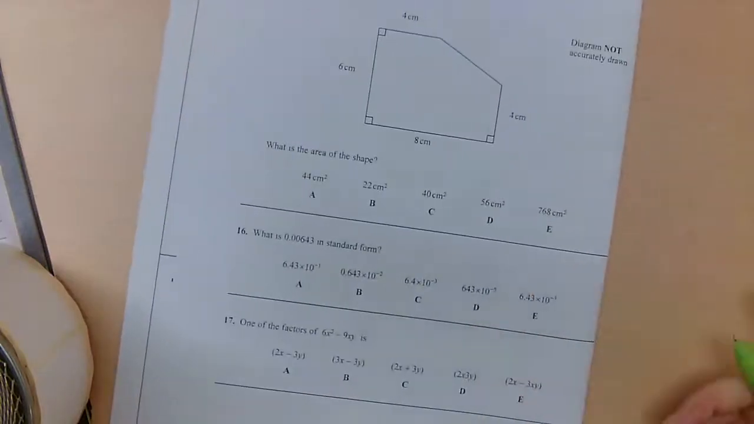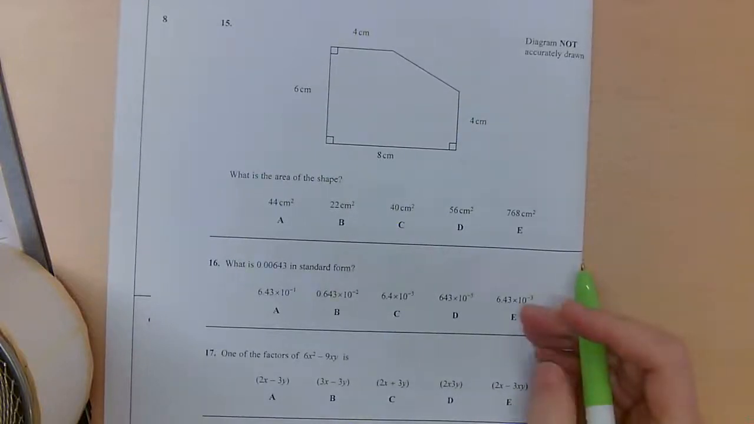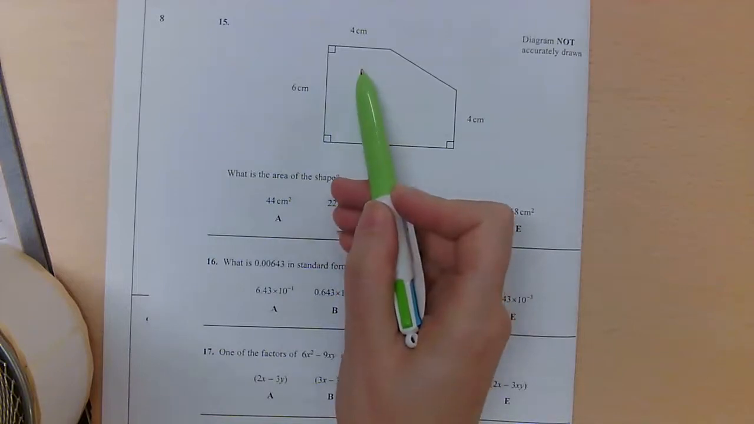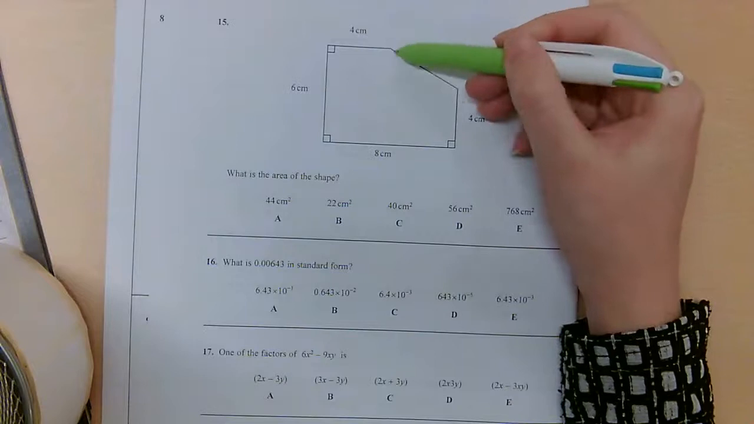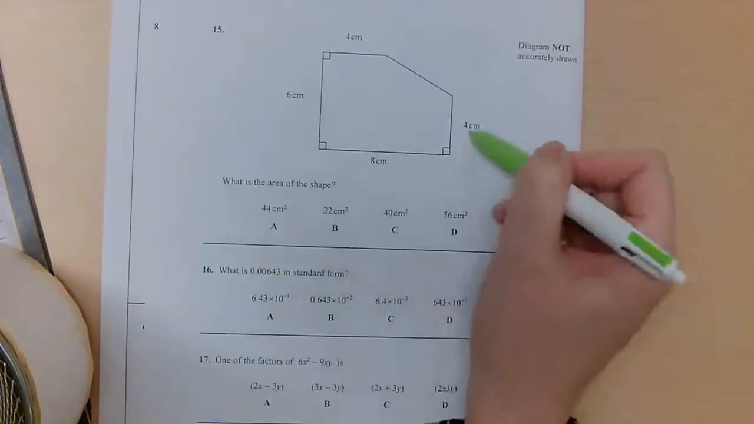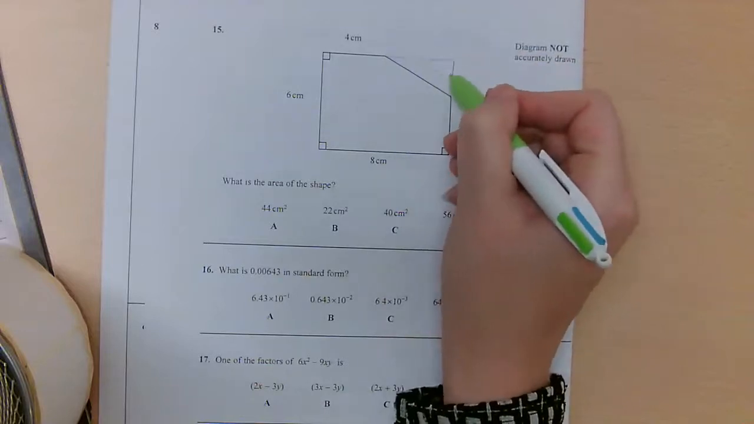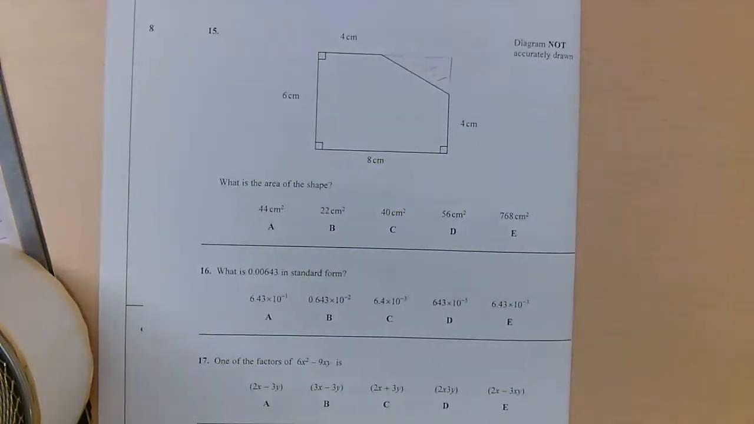Question 15 then. I want to know the area of the shape. Okay, lots of different ways we could do this. You could split it across here and have a rectangle and a trapezium. You could split it down here and have a rectangle and a trapezium. You could have a rectangle, then a triangle. Or you can find the area of the whole thing as if it were a full rectangle and then take away the missing triangle. I'm going to do it that way because I find it quicker.